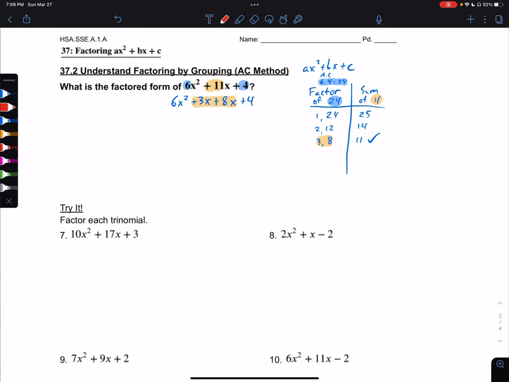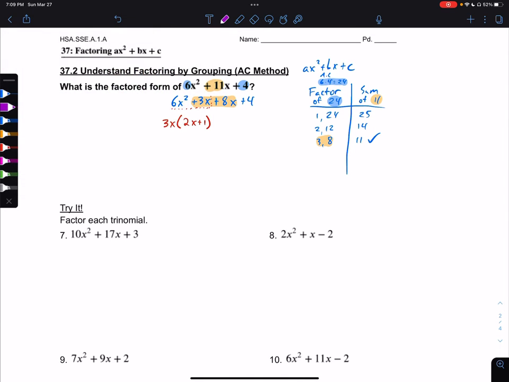Now, from here, you're going to look at your first two terms, and you're going to find the GCF of 6x squared plus 3x. So the GCF of those is going to be 3x. And you just kind of pretend like that's not there. Just ignore the 8x plus 4 for now. So the GCF of 6x squared plus 3x is 3x. And when I factor that out, we divide each term by 3x. So we would be left with 2x plus 1.